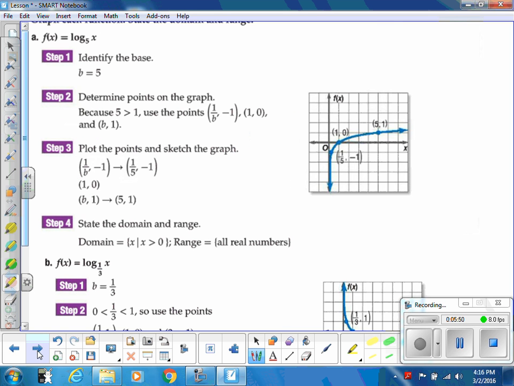So, the steps to graphing a log are pretty simple. You've got 4 basic steps. First one is identifying your base. Again, your base is whatever little number is the subscript of the log. For example, here, if I have the function f of x equals log base 5 of x, my base is going to be 5. B equals 5.